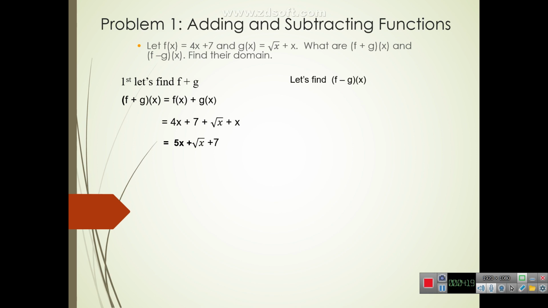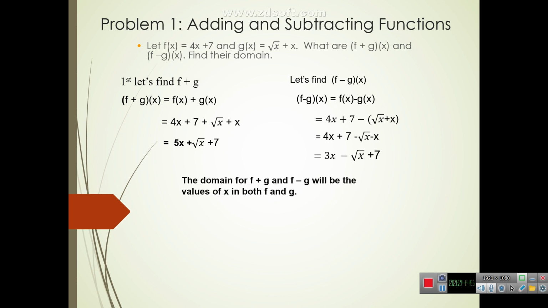Let's find the difference of these functions. f of x minus g of x. Substitute f of x and g of x. Apply the distributive property. And finally, you'll get 3x minus the square root of x plus 7. Here also, the domain of this function is the set of all real numbers greater than or equal to 0. The domain for f plus g and f minus g will be the values of x in both f and g.